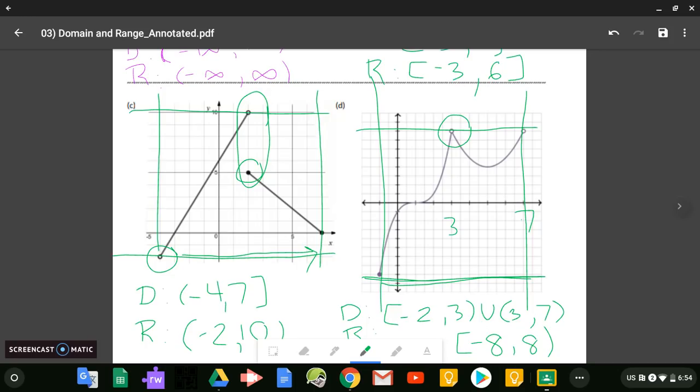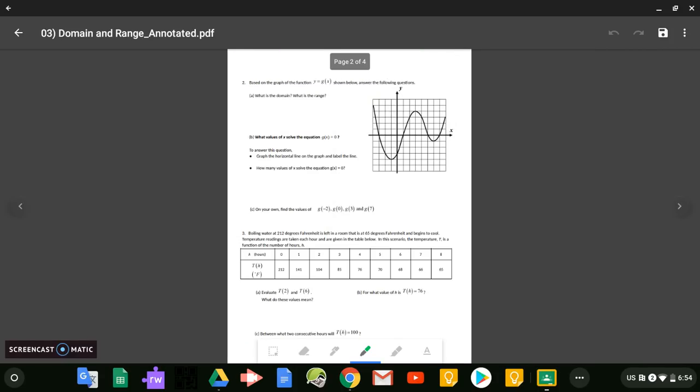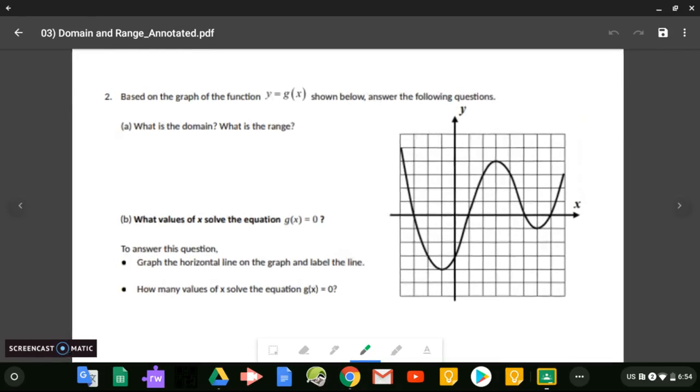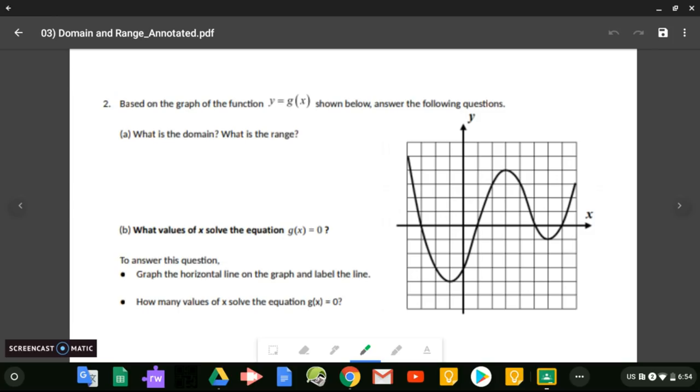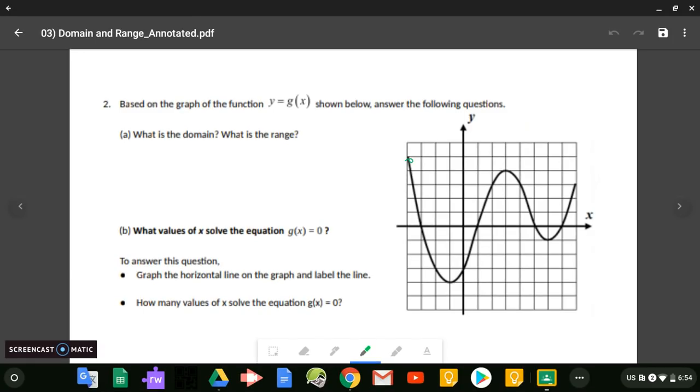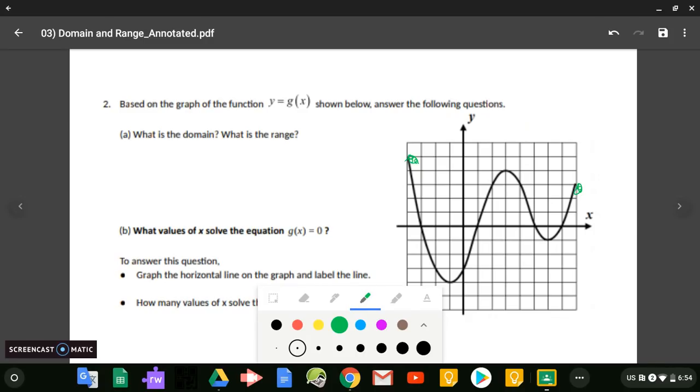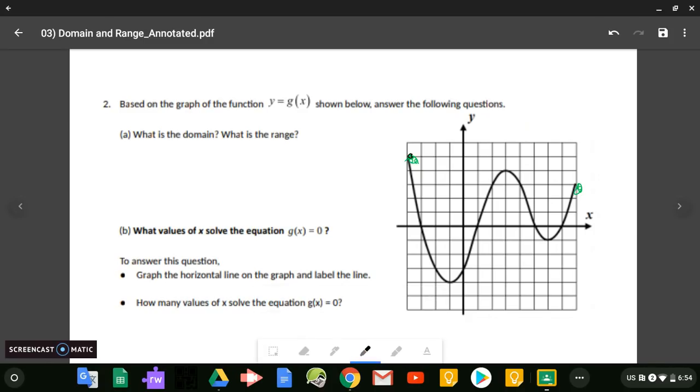Okay, if we turn the page, this is a little bit of a throwback question. So for this question, we're exploring domain and range. I'm actually going to have you put endpoints on this. So this should be an endpoint here, and this should be an endpoint here. Sorry, that didn't really show up very nicely. Let's try it again. Endpoint here, endpoint here.